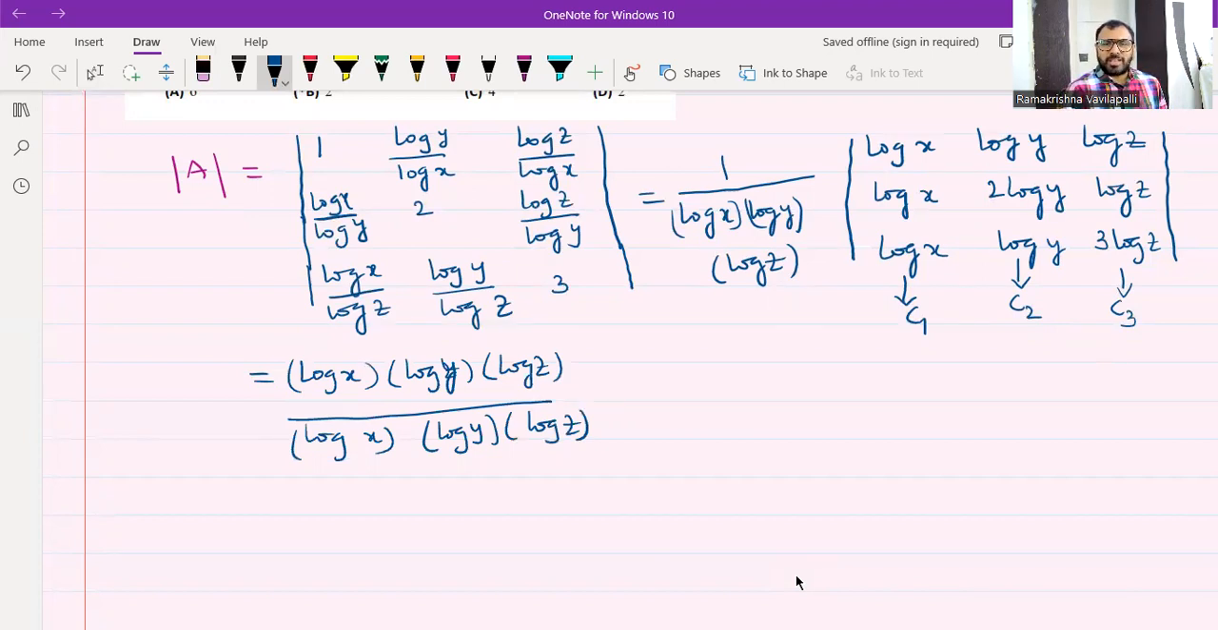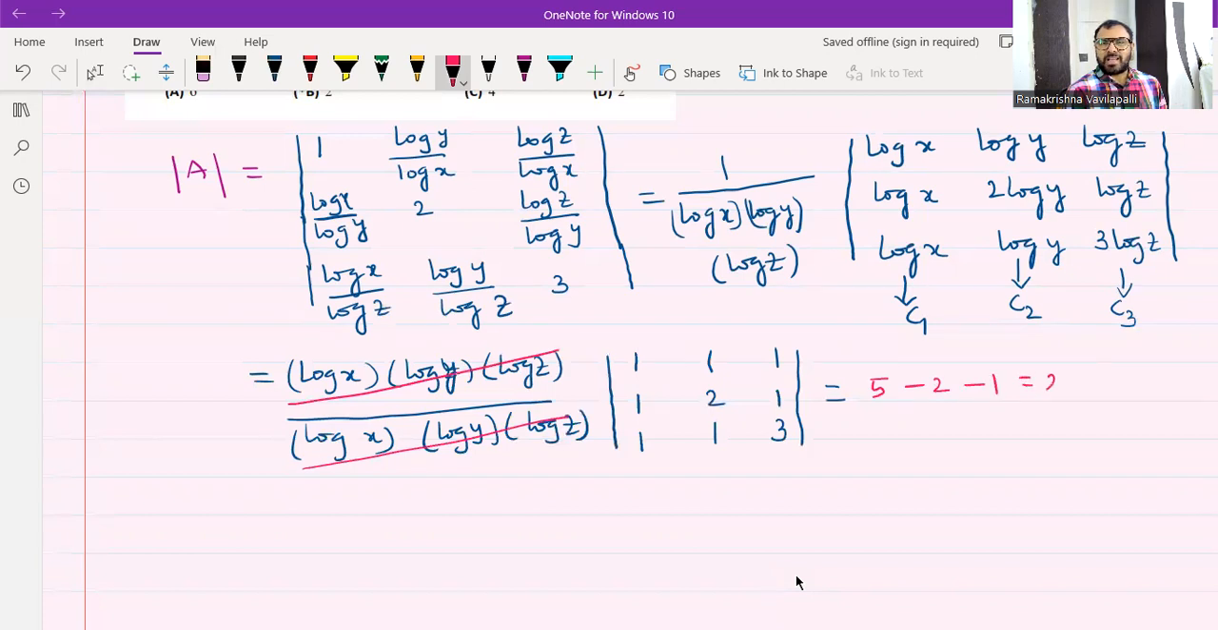So now the determinant reduces to the very simplest one. From the first column we have taken log x common. So here 1, 1, 1. Here second column 1, 2, 1. Whereas third column 1, 1, 3. So now these terms cancel. Now expand this simple determinant: 1 into 6 minus 1, that is 5; 3 minus 1, 2, minus 2; and this is minus 1. So this is equal to 2. So det A is equal to 2.